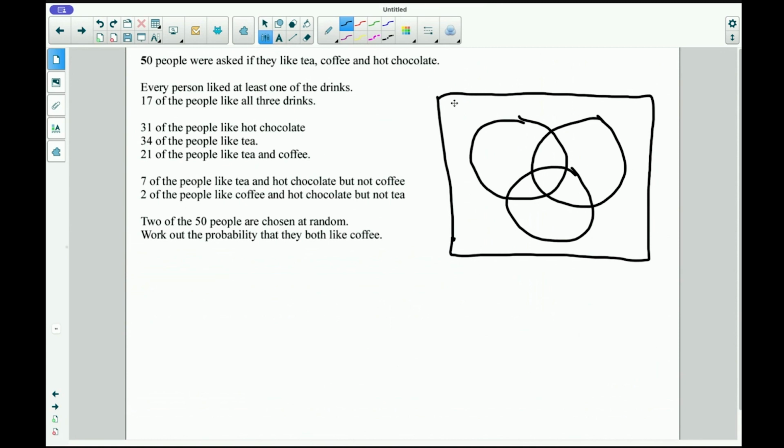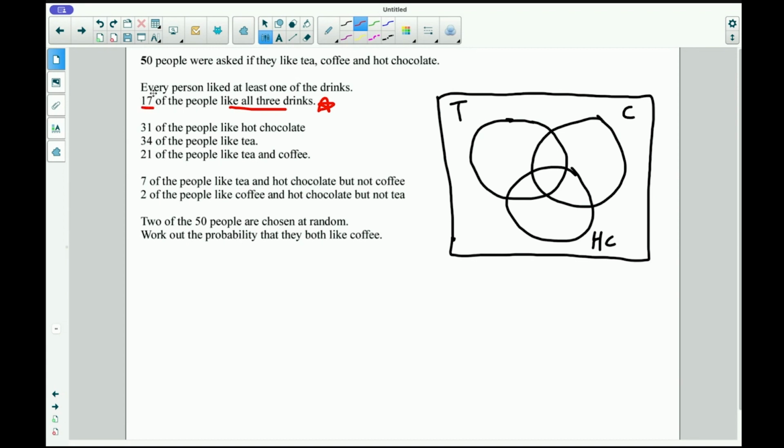So let's label this tea, coffee, and hot chocolate. Again, it doesn't really matter where you label tea, coffee, and hot chocolate. I just decided to label it like this, as long as you're keeping in mind where you're putting your numbers. Okay. So typically, my advice for you guys is to find out what's in the middle. Always start in the middle if possible, and then we are just going to work our way outwards.